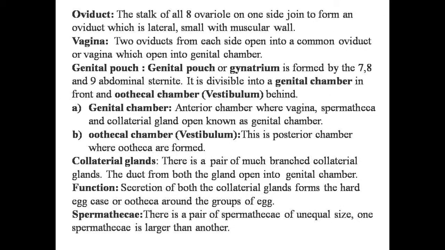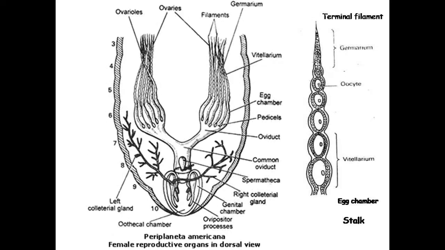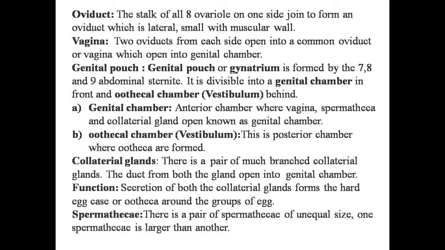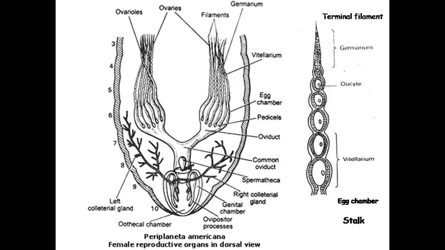Next to these ovarioles, the next organ is the oviduct. The stalks of all 8 ovarioles on one side join to form the oviduct, which is a lateral small tube with a muscular wall. Both the lateral oviducts unite together to form the common oviduct, and that common oviduct is called the vagina.